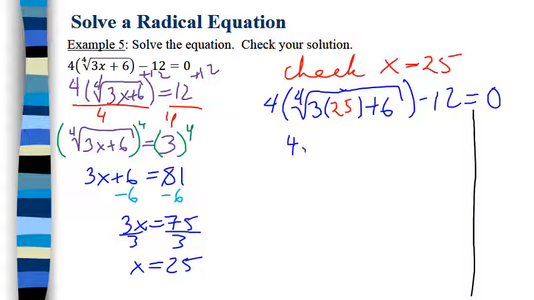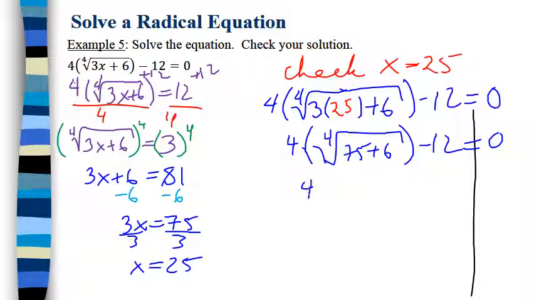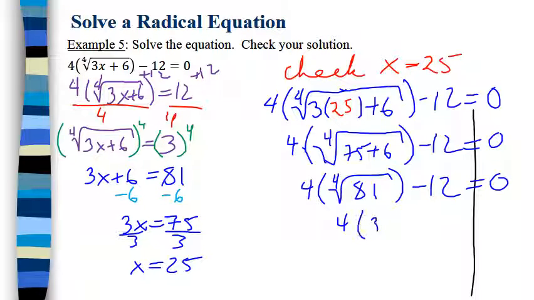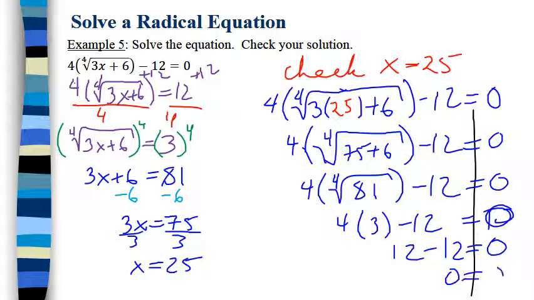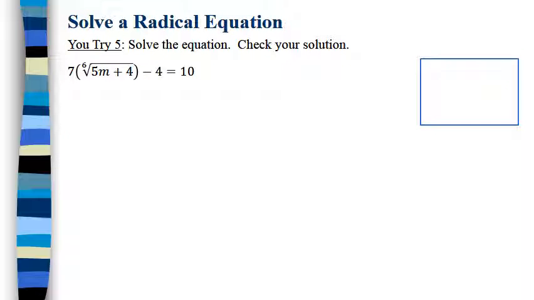So 4 times the 4th root of 3 times 25 is 75 plus 6, all minus 12 should still equal 0. So 4 times the 4th root of 81 minus 12 should equal 0. And so 4 times 3 minus 12 should equal 0. And of course, 12 minus 12 does actually equal 0. Since 0 equals 0, we know that x equals 25 is a solution. Okay, go ahead and try this on your own. Welcome back. Here's the answer.